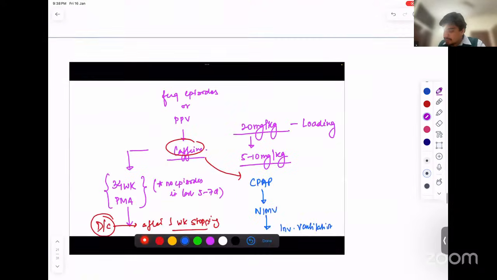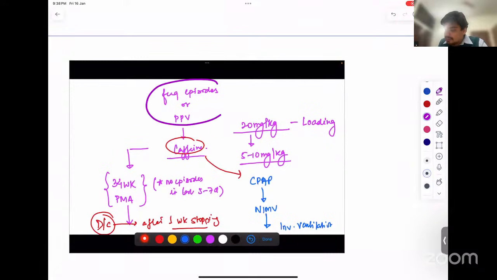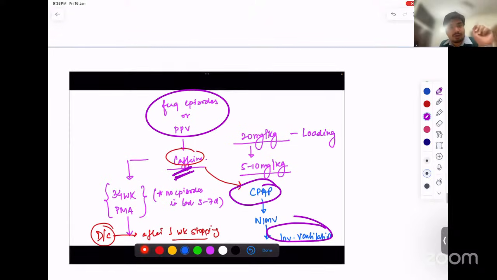So I discussed this, right? If there are frequent episodes of apnea, what we have to do, this is a screenshot from the videos, we have to give caffeine. Only if caffeine fails, then we give CPAP and we move towards ventilation. But first we have to give a trial of caffeine.